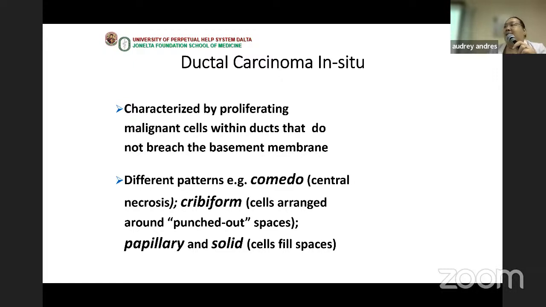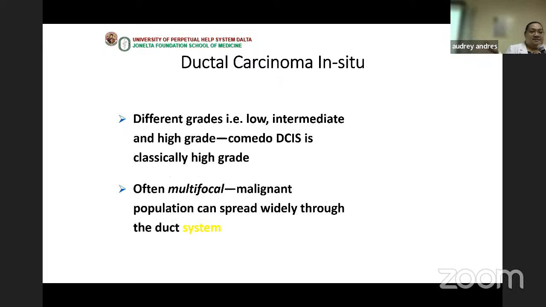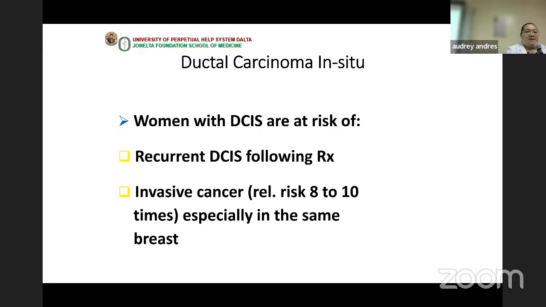So it is classified according to patterns, whether it be comedo, cribriform, etc. It will have different grades, could be low risk, intermediate, or high risk, or the like. And is often multifocal. Women with ductal carcinoma in situ are at risk of invasive cancer, especially in the same breast.